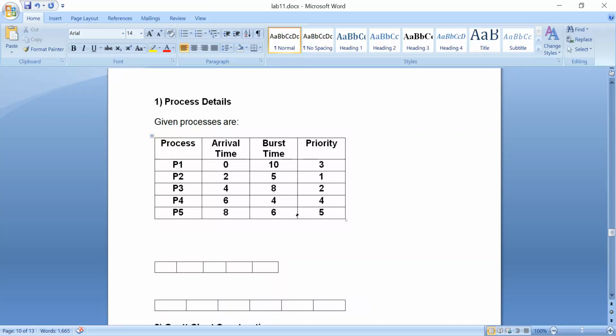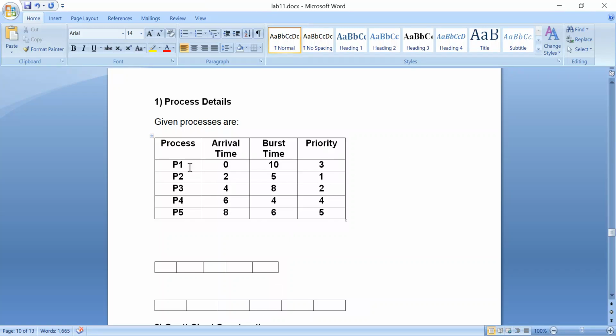In my previous video I explained non-preemptive and preemptive scheduling and how they work for processes, and how priority scheduling works in non-preemptive scheduling. In this video I will explain how non-preemptive priority scheduling works with an example.